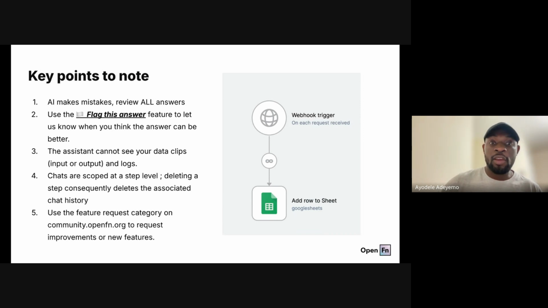Then again, every chat that you have is scoped at a step level. So all the work that is done, or the queries that Elias made earlier, is at the add rows to sheets level. When you create a new step, you would have to start from the beginning, but if you want to see that job code, you can always go back to that step and see it. And if you delete a step, you will not be able to see the AI assistant chat history for that step.